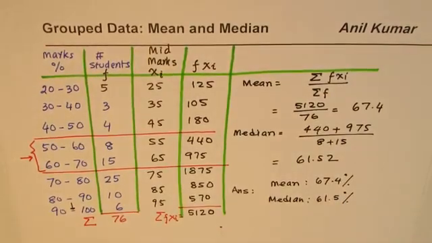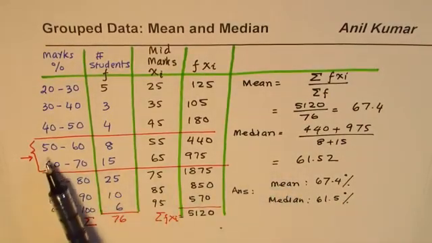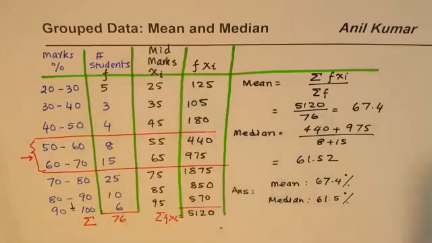In grouped data, the important thing here is you have to take the midpoint and then multiply it by frequency to get the total marks and find the answer.